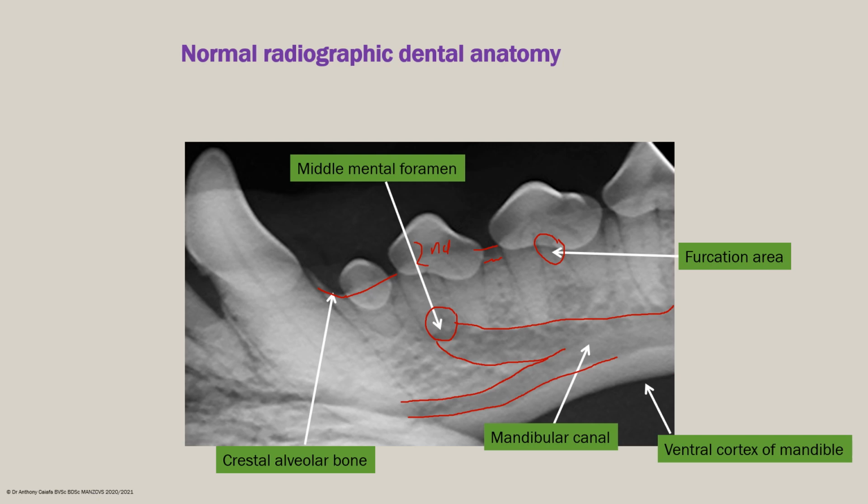Here we have the ventral cortex of the mandible, and we need to look at this ventral cortex when we are considering the extraction of the mandibular first molar, especially in periodontally compromised mandibular first molars, where that ventral cortex can get quite thin and there's a risk of causing an iatrogenic jaw fracture in that area.